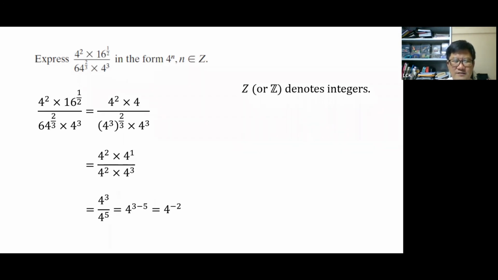And that is 4 to the power of 3 minus 5. And that's 4 to the power of minus 2. And why am I leaving this? I'm not saying 1 over 4 to the power of 2. I'm leaving this because it says express this whole lot in the form of 4 to the power of n. And I've reached it. I have reached it, 4 to the power of n. And the n is therefore minus 2. So you might like the final statement here that says that n has the value of minus 2.